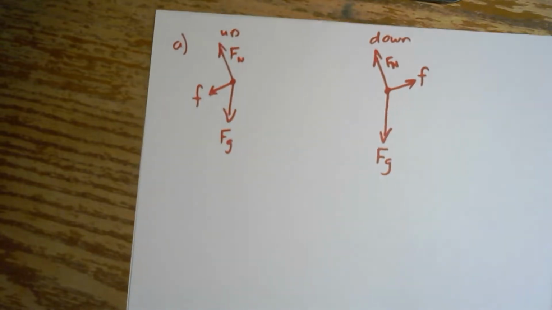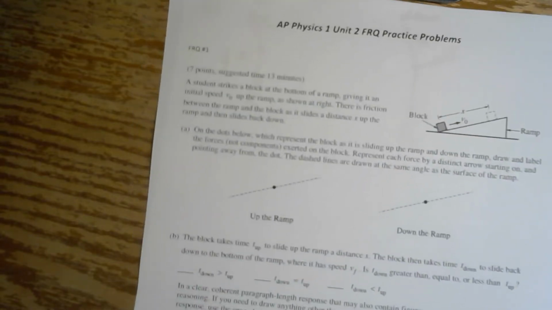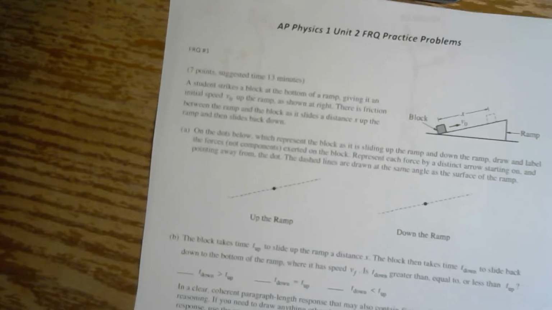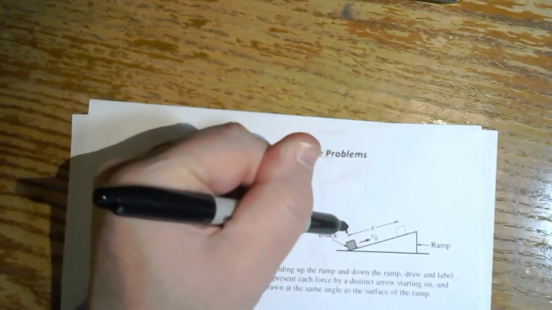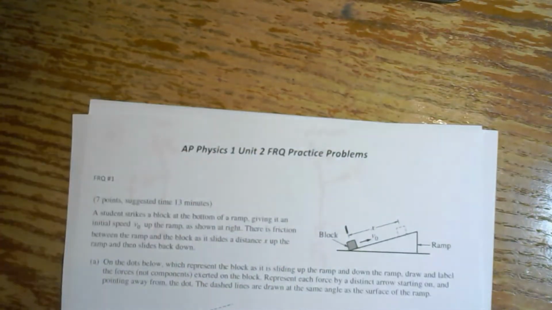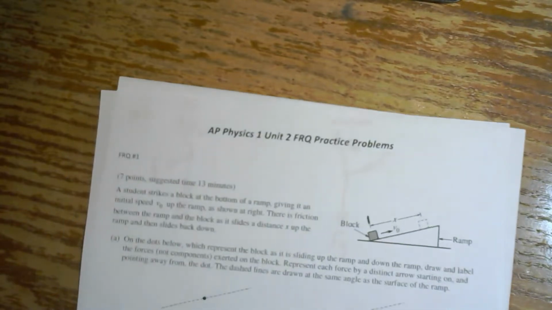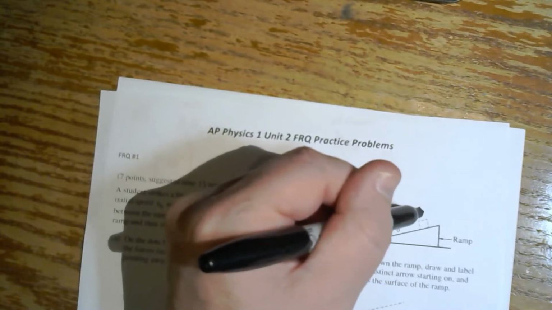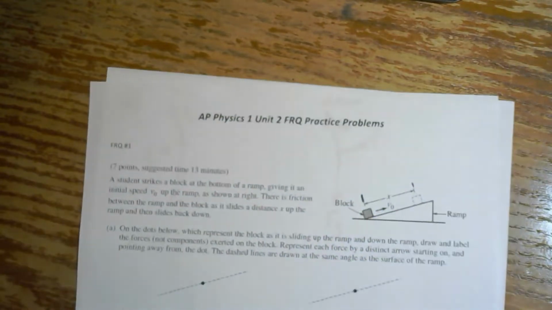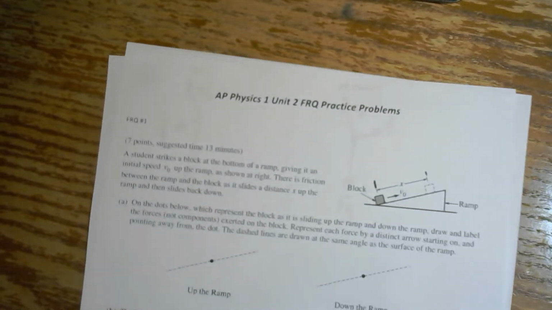And question B says the block takes time t up to slide up the ramp a distance x. So it's saying that the time it takes to go from here up the hill takes t up seconds. Then the block takes t down to slide from the top part of the ramp back down the hill, where it has a speed v final. Is t down, the time it takes to go down, greater than, equal to, or less than t up?